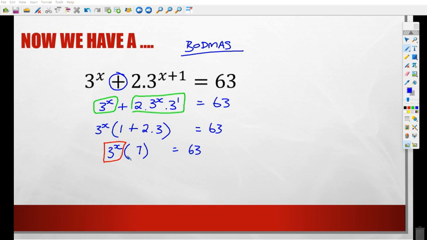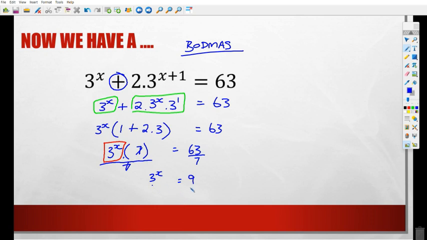Because this is being multiplied, how do I get rid of a multiplication? I divide, I do the opposite. So I'm going to divide by 7 on this side, and by 7 on this side. When I do something on one side, I do it on the other side. Those 7's will cancel out, and I'm left with 3 to the x. I'm isolating it because this is where my x is, and I'm solving for x. So what is 63 divided by 7? It's 9. Very good. Quick maths there.